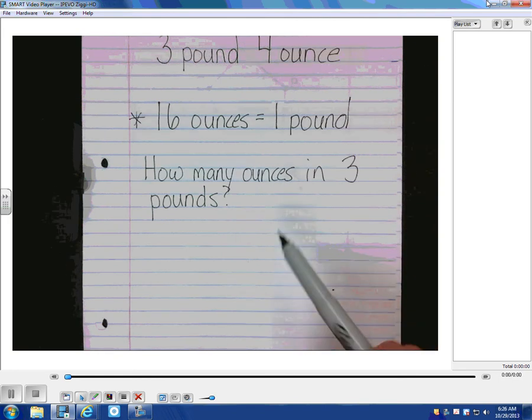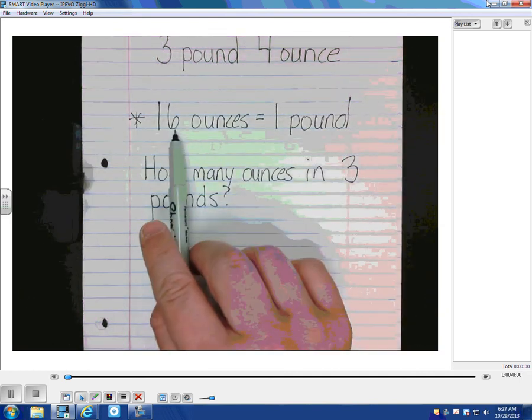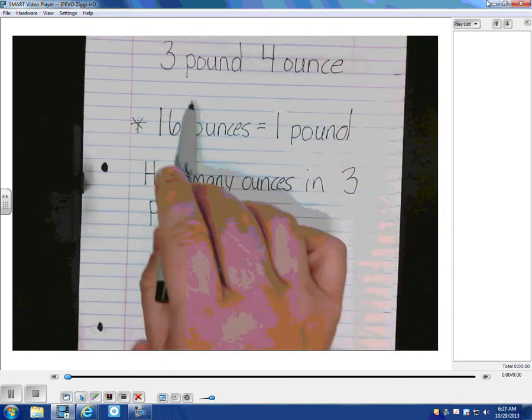So again, just like the last problem we were doing with the $25 and how much it would be for 9, same thing here. I have 16 ounces in 1 pound. So how many ounces are in 3 pounds?